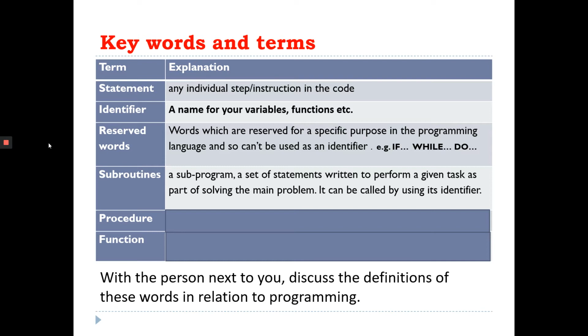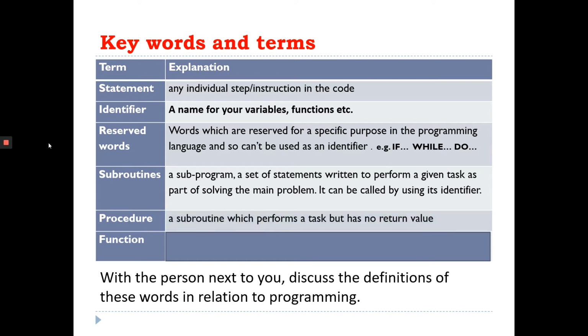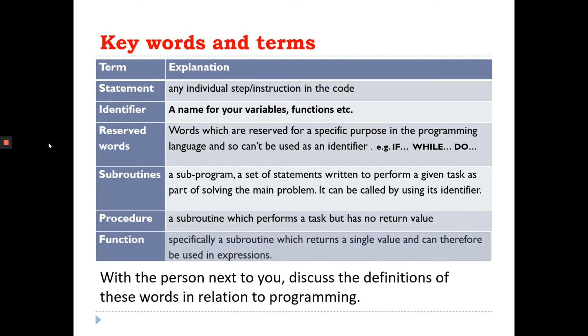There are 2 types of subroutines, procedures and functions. If you are familiar with Python, they just use functions for everything. So although you can have a procedure and a function, they're just called functions. But in most programming languages, there is a distinction between them, and Lazarus Pascal, which we're using, is one of those languages. So a procedure is a subroutine which performs a task but has no return value, whereas a function does return a value, and therefore it can be used in expressions and calculations.